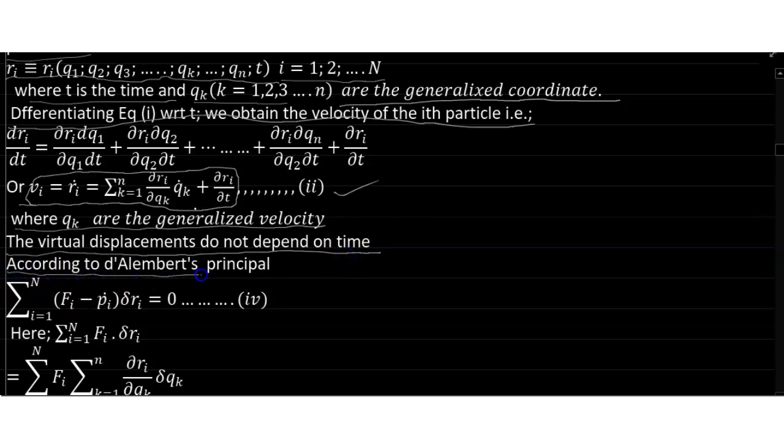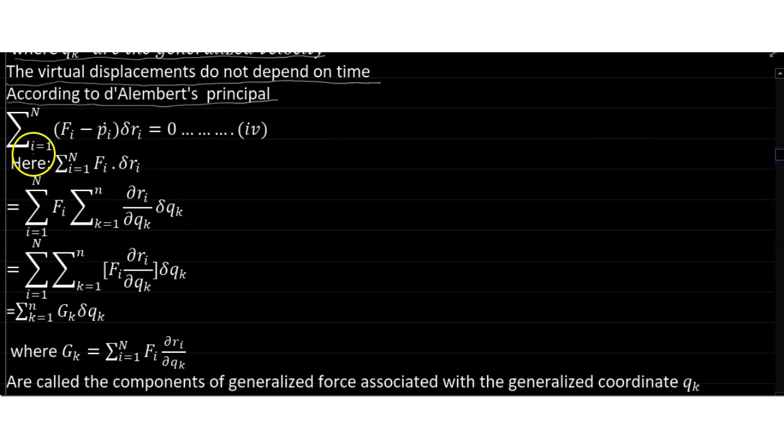According to D'Alembert's principle, the summation over i equals 1 to n of (Fi minus pi dot) dot delta ri is equal to 0.